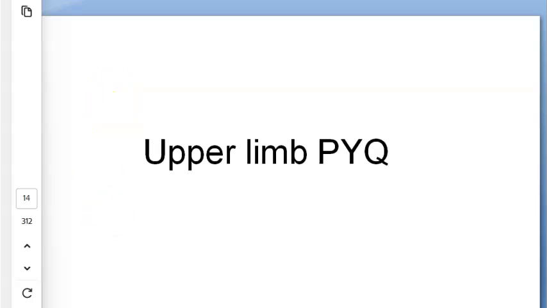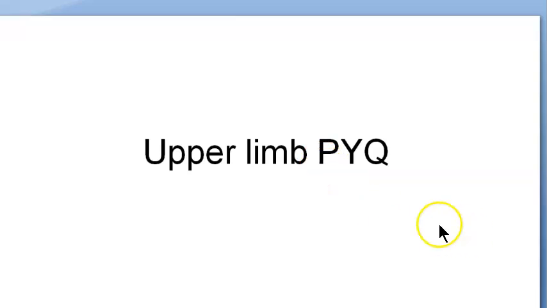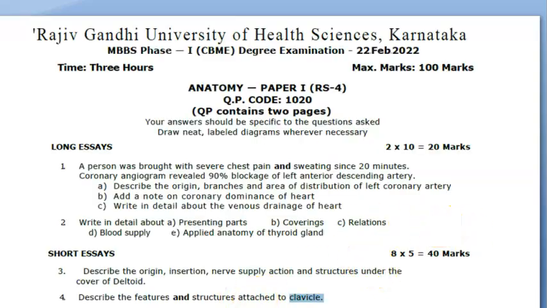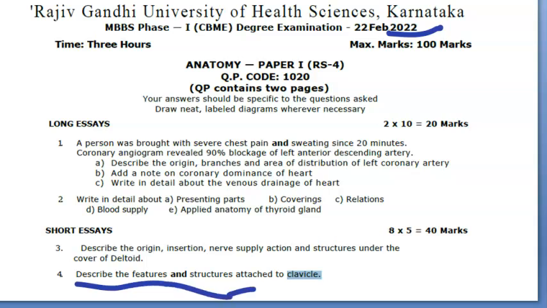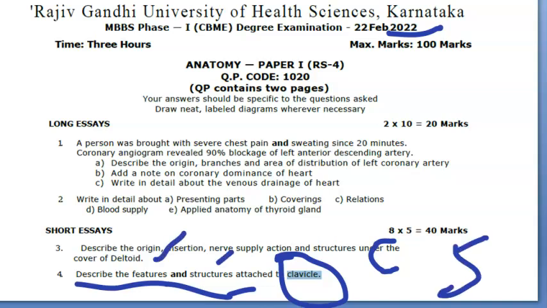Hello guys, in this video let us look at some upper limb previous year questions. So let's start off with this one here, that is what you're seeing here. This has been asked in 2022. Describe the features and structures attached to clavicle. So they are asking about clavicle for 5 marks. What all are they asking? Features and structures attached, that's all.